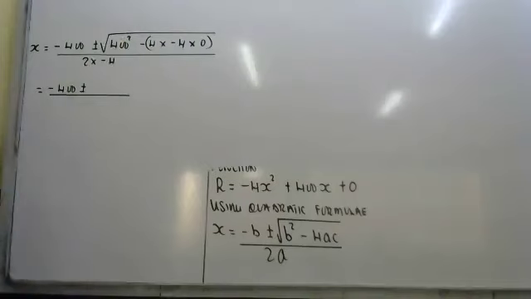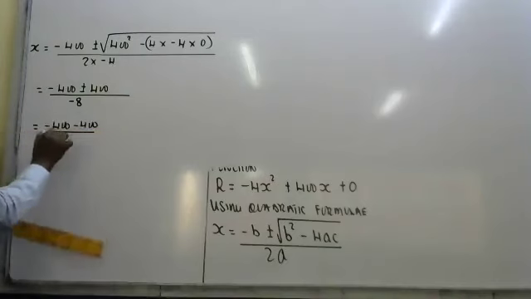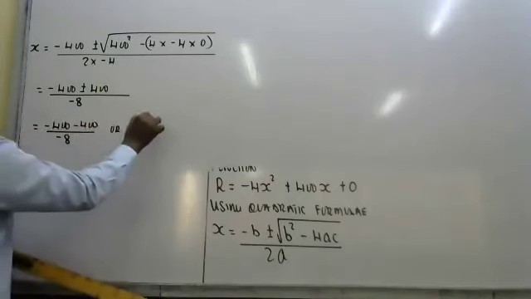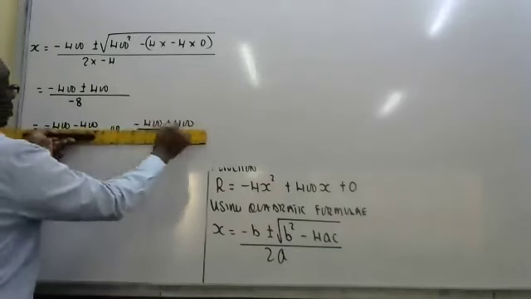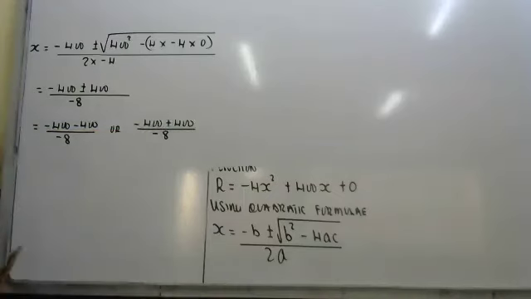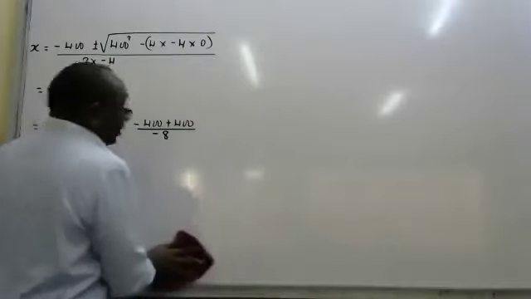So this becomes minus 400 plus or minus 400, and the denominator is minus 8. So this becomes minus 400 minus 400, you divide by minus 8, or minus 400 plus 400, you divide by minus 8. Remember, we said the equation has two solutions. So this will be, actually positive, 100. Or 0. So those are the answers.